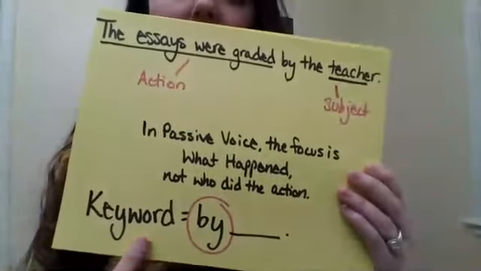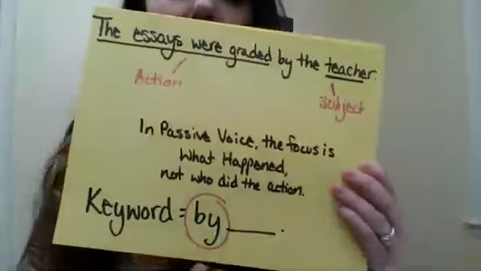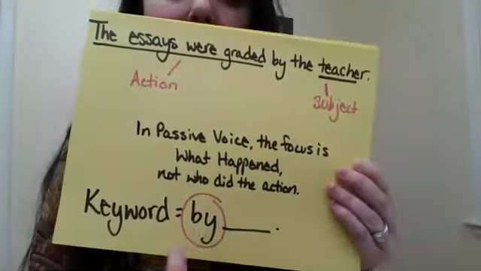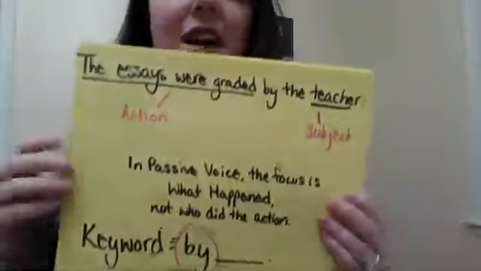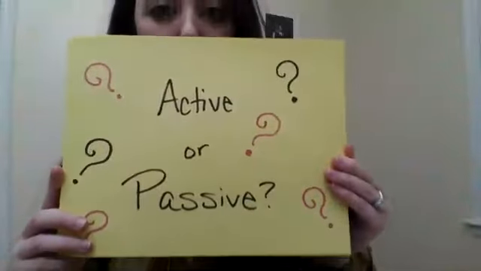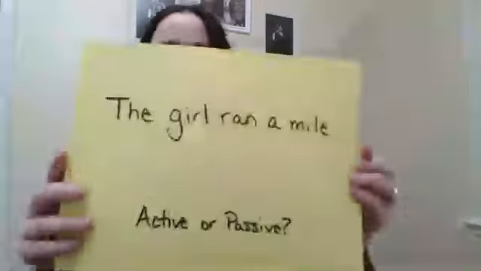The key word here is by whoever at the end. By the teacher. If you see by whoever, this was done by somebody, by, that is the indicator. That's the clue that tells you it is passive voice. So, without further ado, let's play a little active or passive, if you will. Let's do that. Active or passive, children?